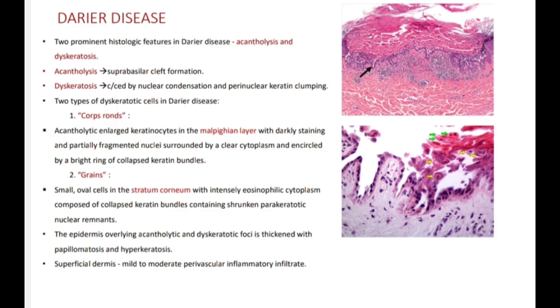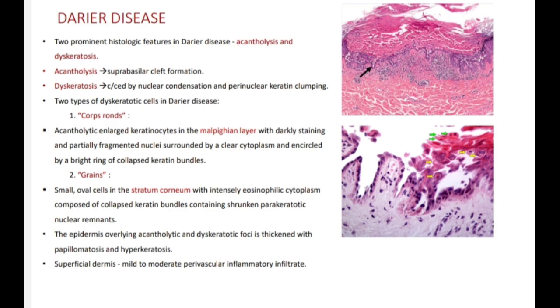Then grains. These are small oval cells in the stratum corneum. They contain an intensely eosinophilic cytoplasm composed of collapsed keratin bundles and contain shrunken parakeratotic nuclear remnants. The green arrow in the second image shows grains. The epidermis overlying acantholytic and dyskeratotic foci is thickened with papillomatosis and hyperkeratosis, and the superficial dermis may show a mild to moderate perivascular inflammatory infiltrate.